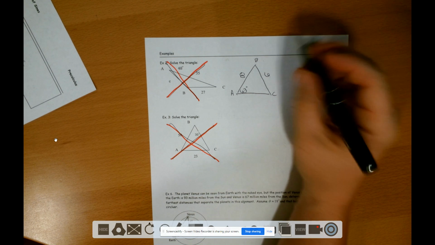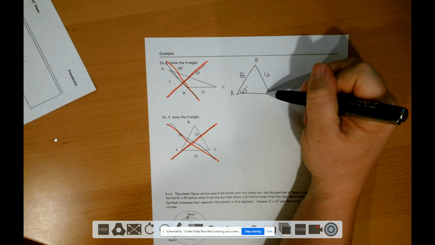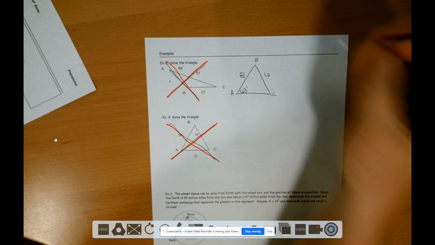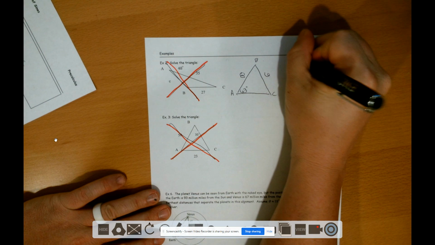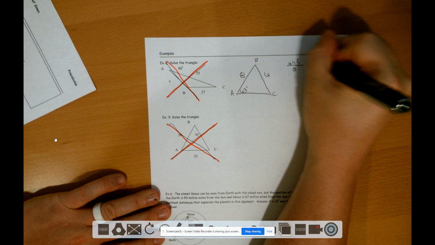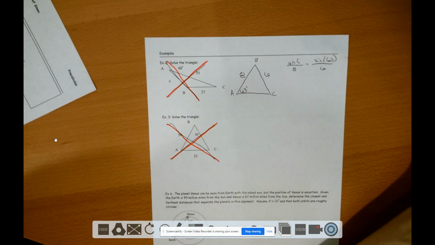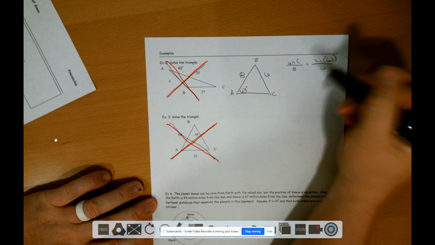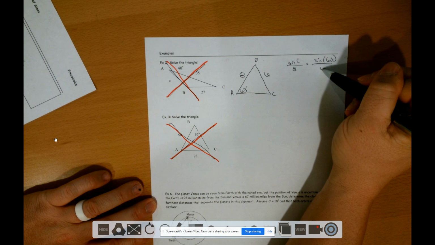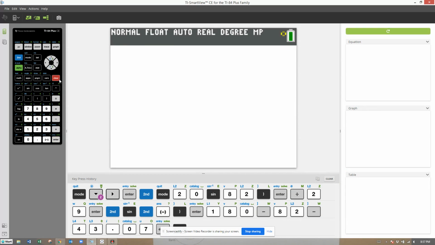If I go through this right now, the only angle I can find is C. I can't find B because I don't know the side across from it. So if I try to find angle C, I go sine C over 8 equals sine 63 over 6. So that means a little cross multiplication. I'm going to do 8 times sine 63 divided by 6, and I'm going to take the arc sine of it. And we're going to see something happen here in the calculator right now as I do that.